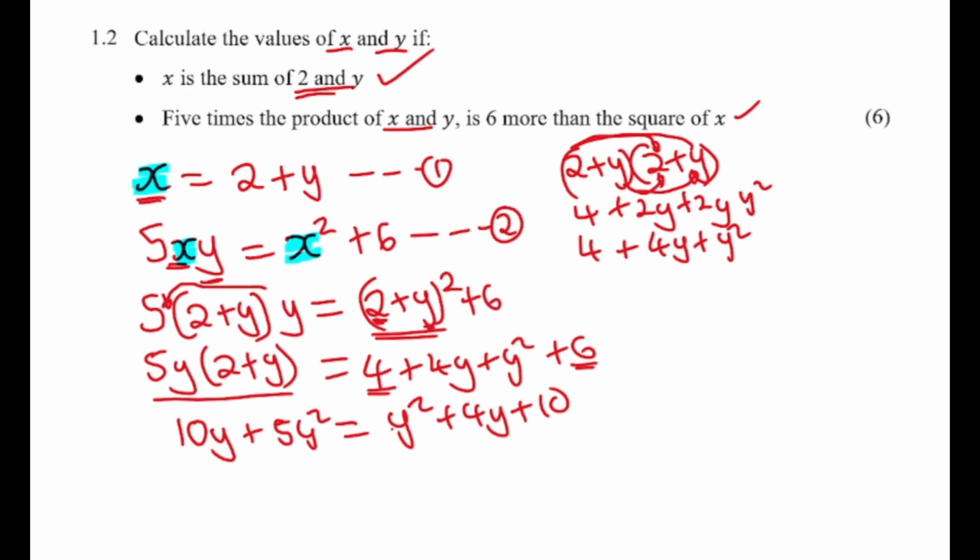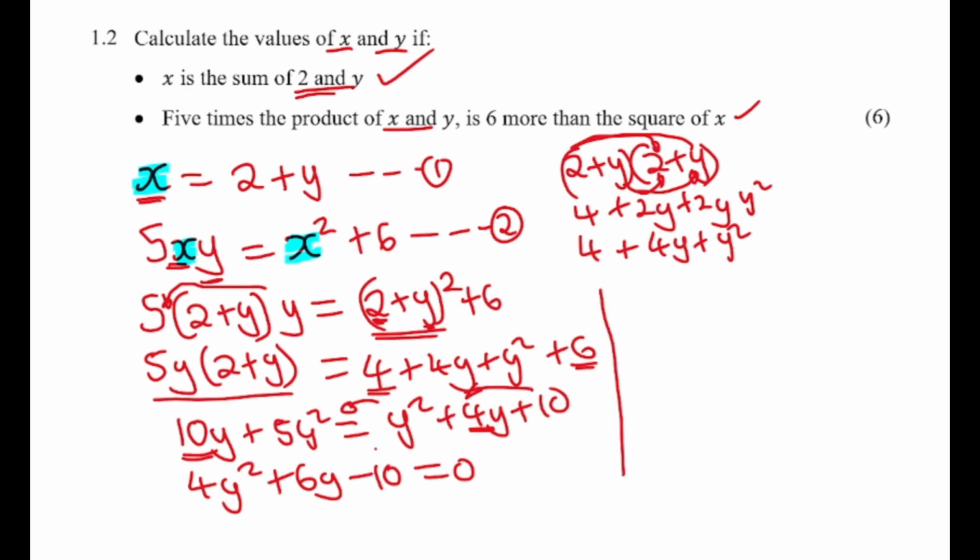Right, let's get our standard form. We can bring y squared this side, transpose. 5y squared minus y squared is 4y squared. Right, and then 10y minus 4y, that is plus 6y. We bring 10 to the left hand side, becomes minus 10 is equal to 0. That's our standard form. We can then divide everything by 2 because 2 is the highest common factor. Divide everything by 2. You get your 2y squared plus 3y, then minus 5 is equal to 0.